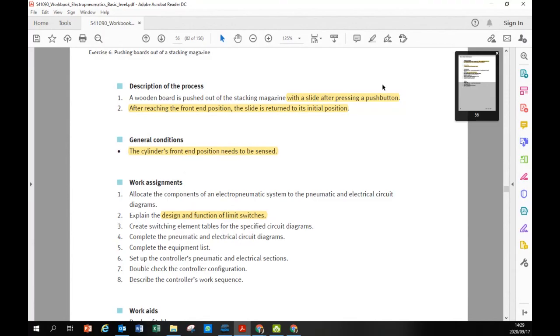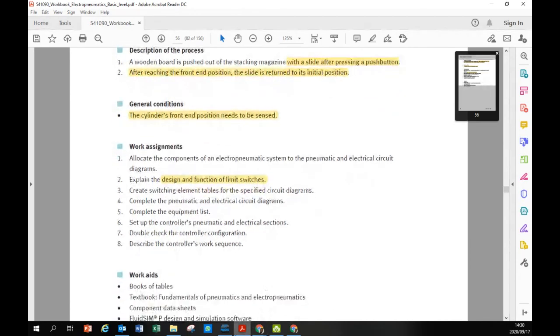After reaching the front end position, after the cylinder has extended, it will return to its initial position. The cylinder's front end position needs to be sensed. So we need to design the function of a limit switch. That's not a problem. Let's just go quickly.